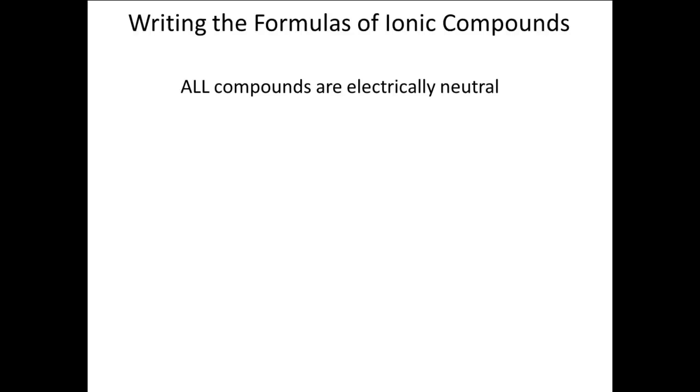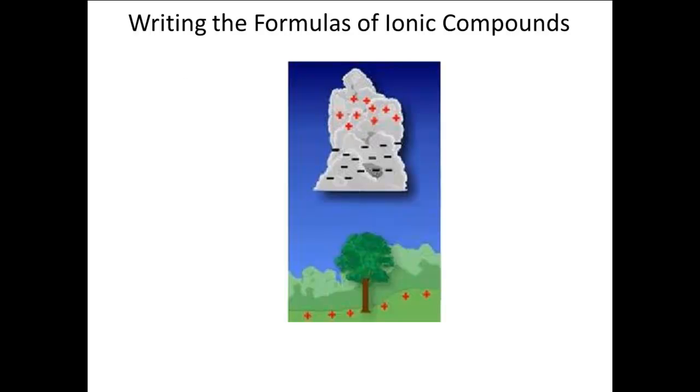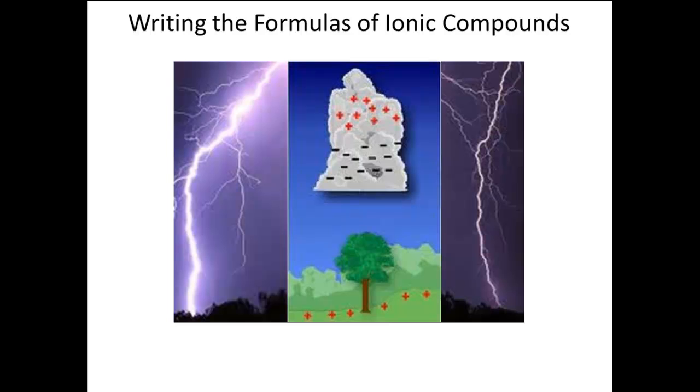In the world, almost the only example we have where we commonly see non-neutral stuff is a thunderstorm. Part of the cloud is positively charged, and part of the cloud, or the earth, is negatively charged. Lightning is what happens when that separation of charge gets too large and tries to rebalance the charge. Compounds, ionic or otherwise, do not do this.